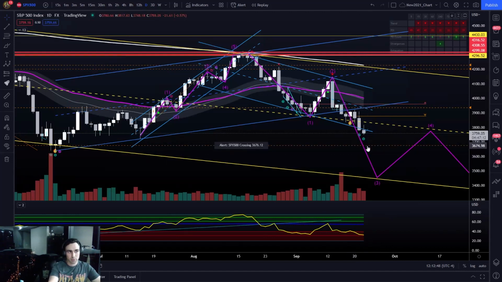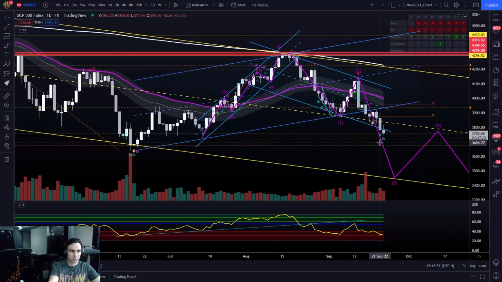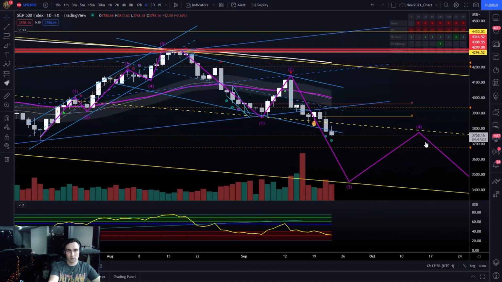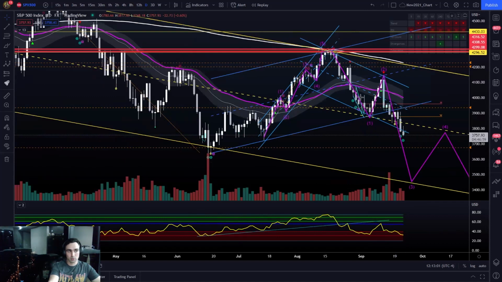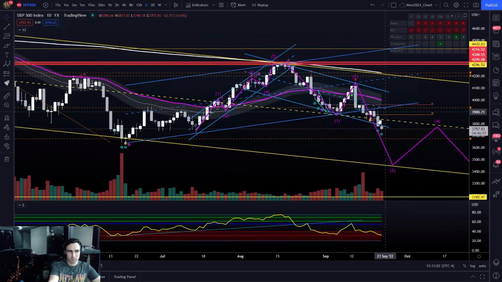So I want to see a push lower on this wave, at least down to like 3,655 today. 3,700, 3,650, something like that today would continue to validate my wave 3 theory, which I drew over a week ago. And so it's been playing out.